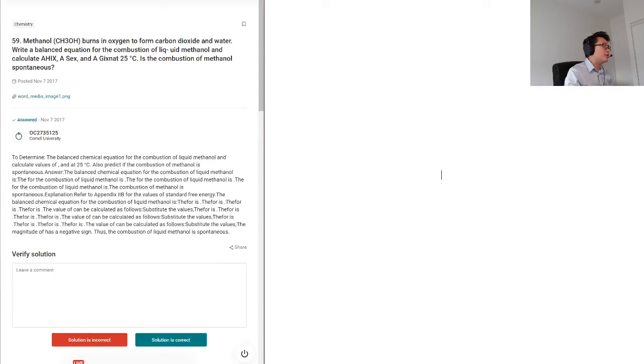Okay, so question 59, the next question. Methanol is going to burn in oxygen to form carbon dioxide and water. Write a balanced equation for the combustion of the liquid methanol and calculate... I believe we have a typo over here, and actually we are going to ask for the delta H of the reaction, delta S of the reaction, and also delta G of the reaction at 25 degrees Celsius. And then we are looking at whether the combustion of methanol is spontaneous.